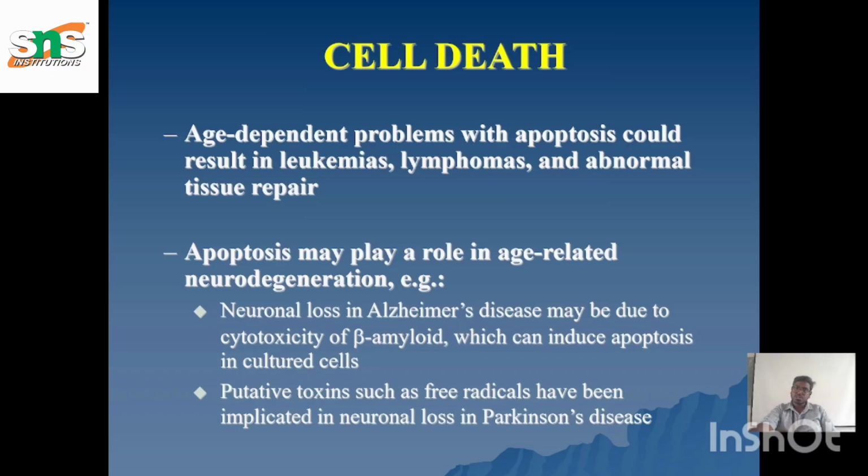There are age-dependent problems with apoptosis, where apoptosis is nothing but cell suicide, also called cell death, which could result in leukemias, lymphomas, and abnormal tissue repair. Apoptosis may play a role in age-related neurodegeneration. For example, the neuronal loss in Alzheimer's disease may be due to the cytotoxicity of beta amyloid, which can induce apoptosis in cultured cells. Putative toxins such as free radicals have been implicated in the neuronal loss in Parkinson's disease.